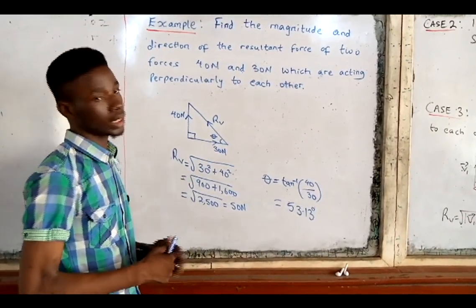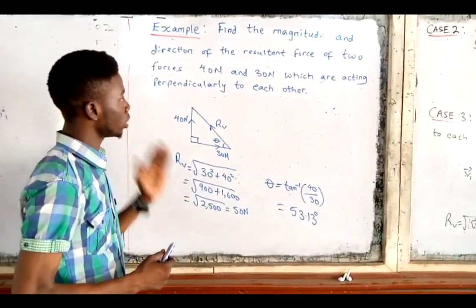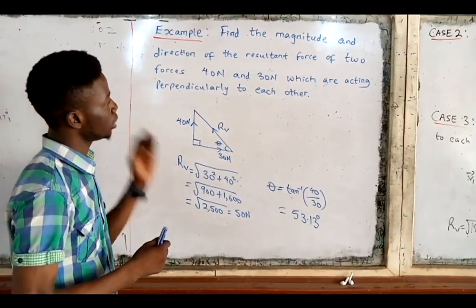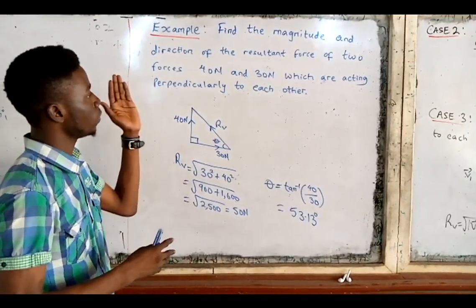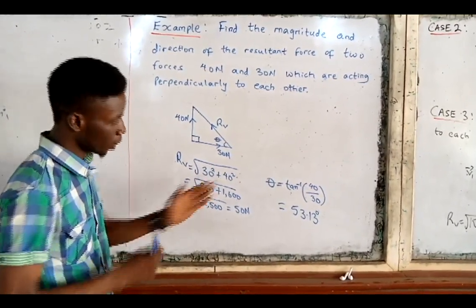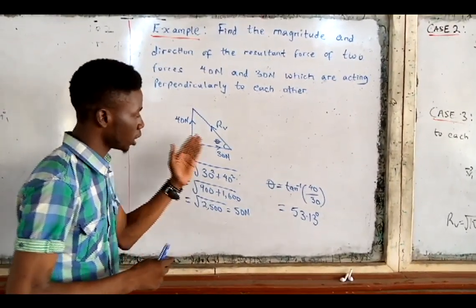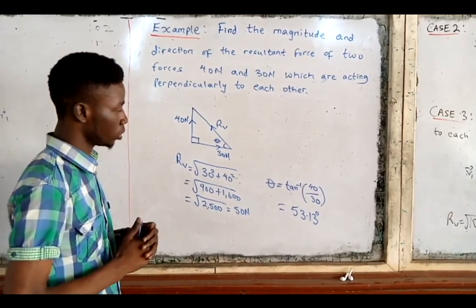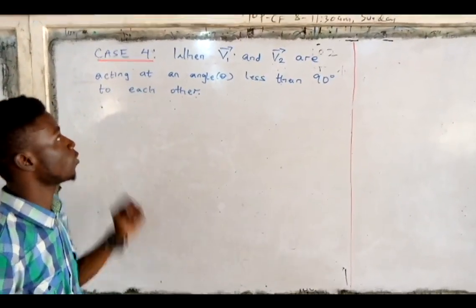the force 30 Newton. So by this we have computed the magnitude of the resultant of the forces 40 Newton and 30 Newton acting perpendicularly to each other, and this is the direction from the small angle, which is the 30 Newton. Now let's go back to case 4.